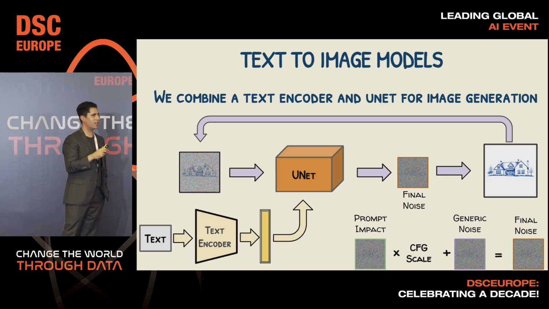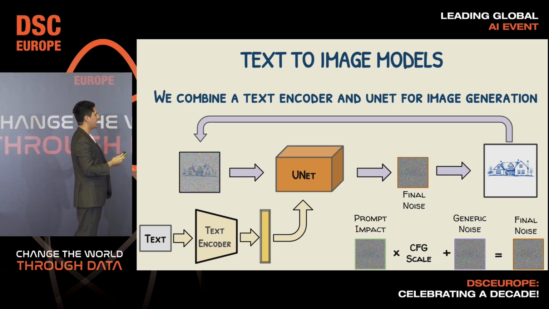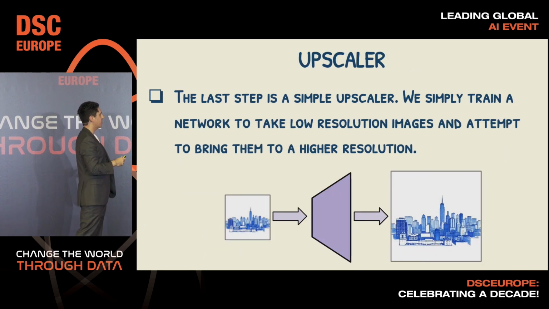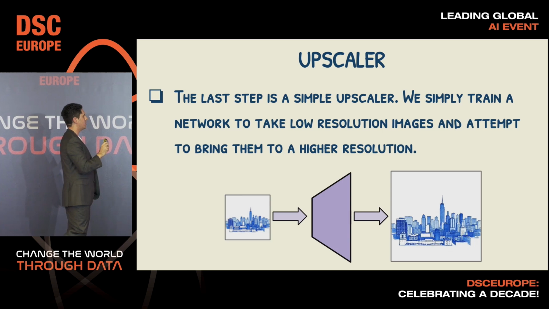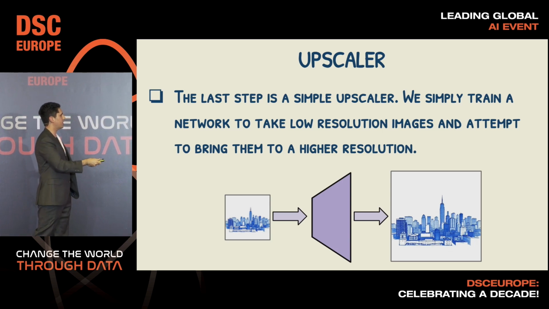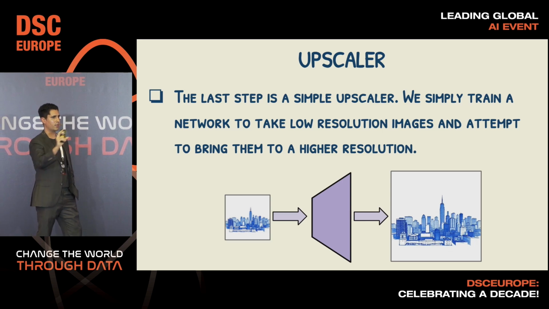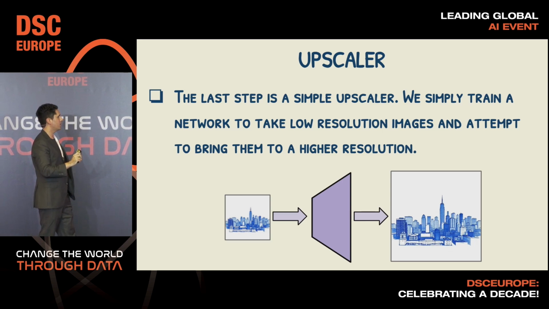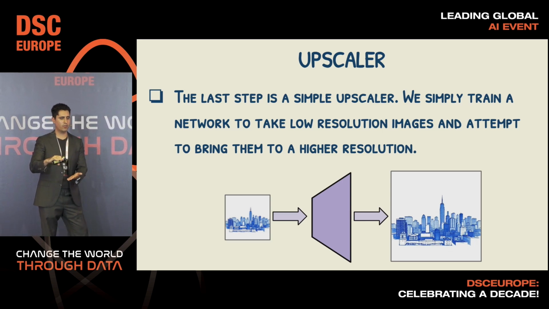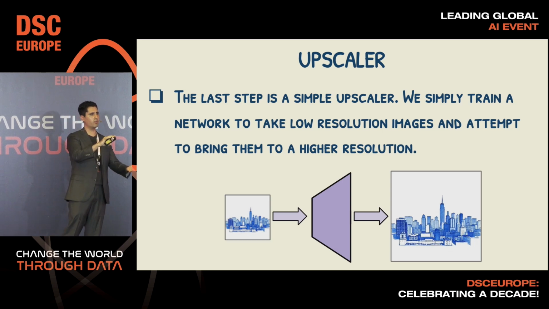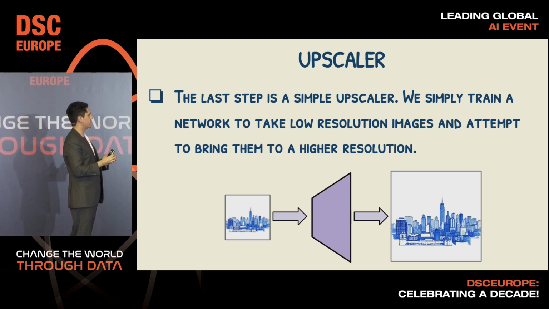And there's one more step here. There is technically an upscaler that happens. So the very last step is to upscale your image. And this is actually quite a simple network. You basically train it on low resolution versions of high resolution images. So you'll go from like 512 to 1024 by 1024 pixels. And that's kind of the last step.